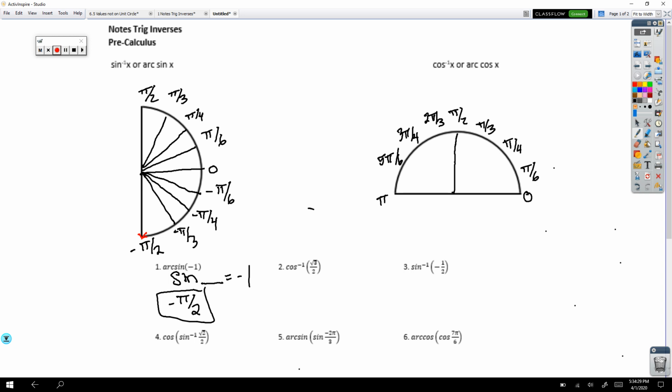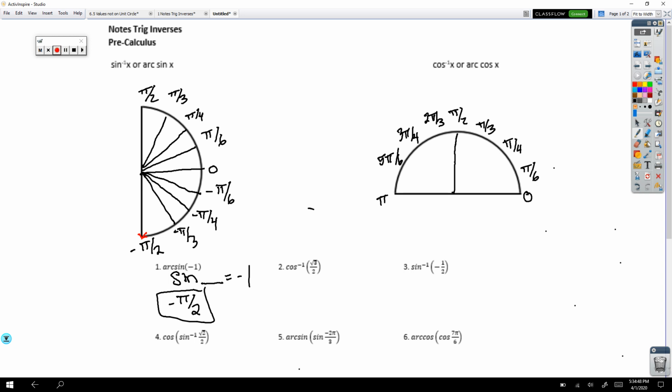So when you think about inverse trig, you want to think about kind of doing the opposite. So it's going to give me the x or the y value, and I need to find the angle measure that goes with that x or y.